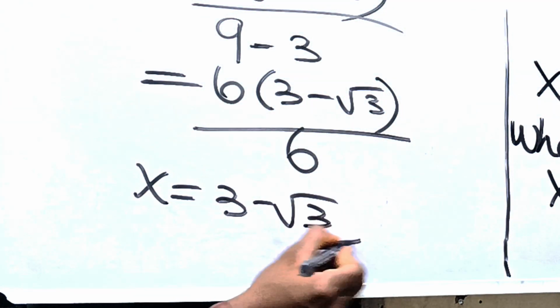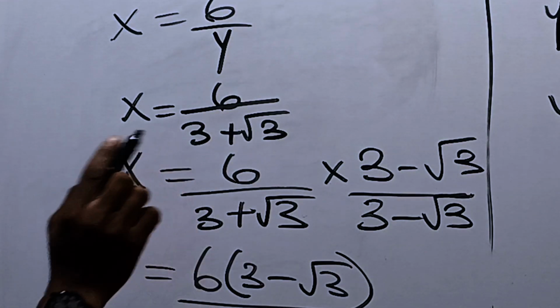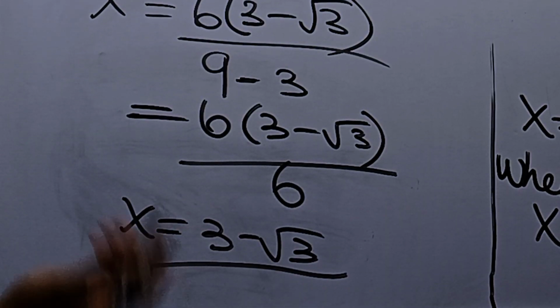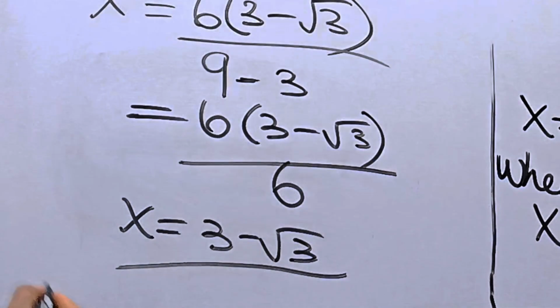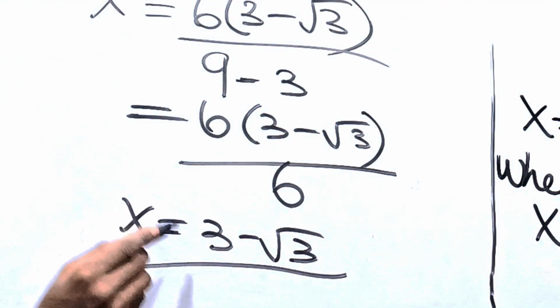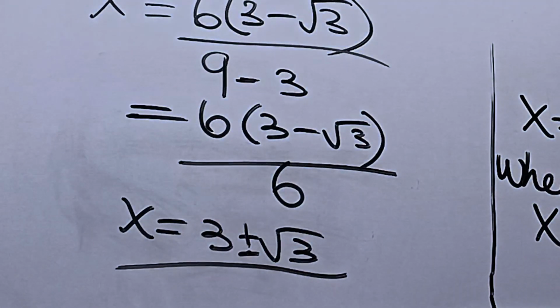Okay, so in conclusion, we say when y is equal to 3 plus root 3, x is equal to 3 minus root 3, which invariably means that when y is equal to 3 minus root 3, x will be equal to 3 plus root 3. Hence the two answers for x are 3 plus or minus root 3, just as y.